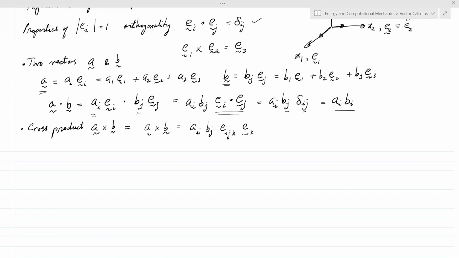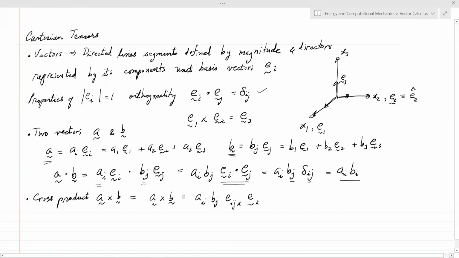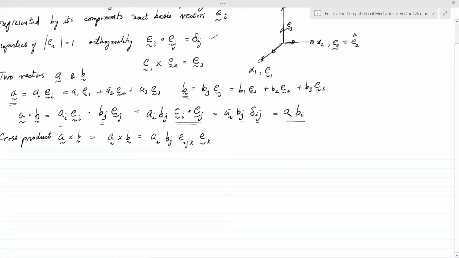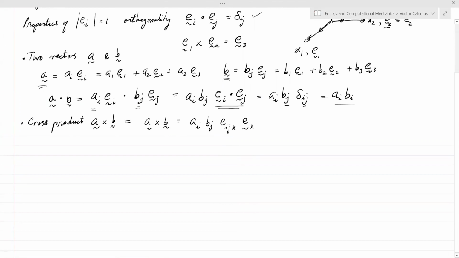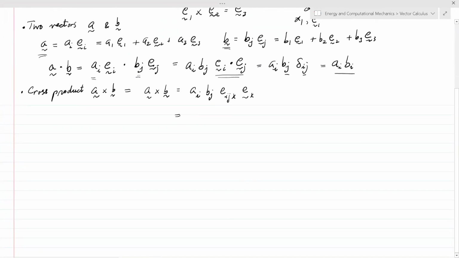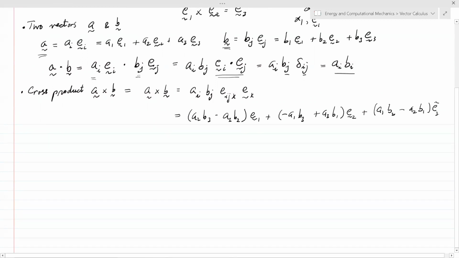And in expanded format, you can find this very easily. You're going to find that this is equal to, if expanded, (A2 B3 minus A3 B2) E1 plus (minus A1 B3 plus A3 B1) E2 plus (A1 B2 minus A2 B1) E3. Okay, so that's how you find the cross product.